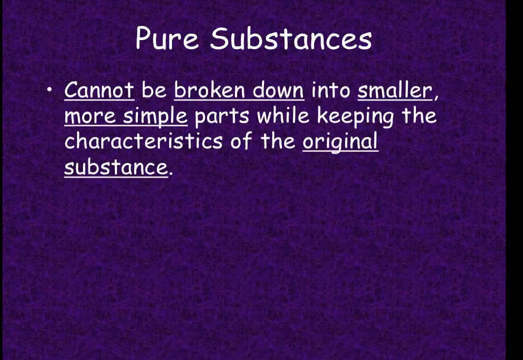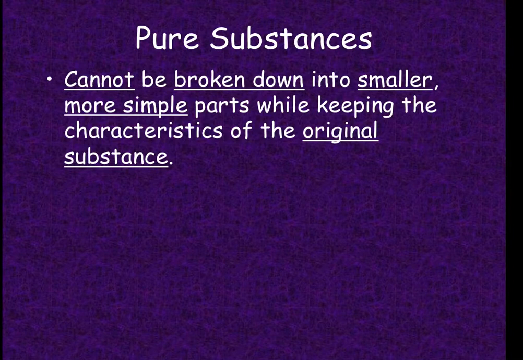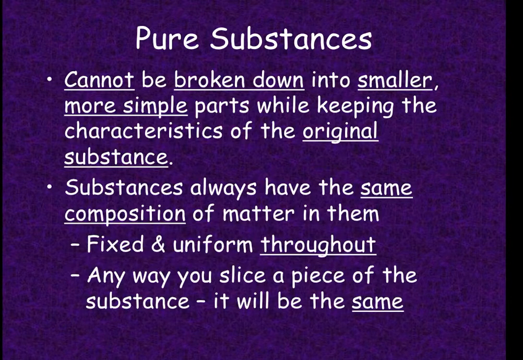Pure substances are ones that cannot be broken down into smaller, more simple parts. So basically, there's a limit as to how far I can cut it down that will keep the original substance characteristics. Okay, so I can take it down probably to about the atomic level usually, or the molecular level, but I can't take it any smaller than that. These substances always have the same composition of matter. So no matter basically how I slice it and dice it, it will always be the same.